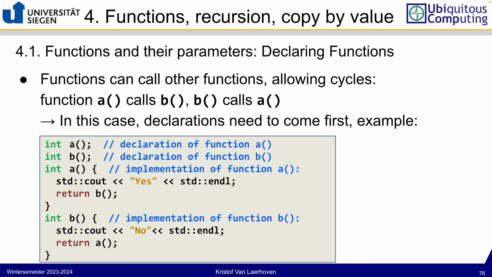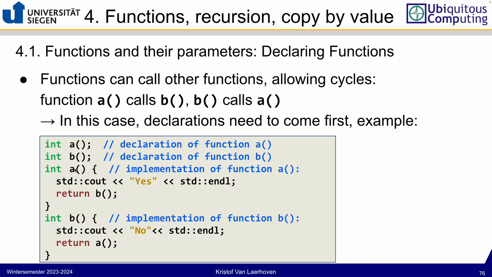Right, so here's an example where we first define, or we're going to implement, a function A. Its name is A, it has no parameters, and it returns an integer. We are also doing that with a B function. It's exactly the same, except that it's called B. And much later, we will define those functions.